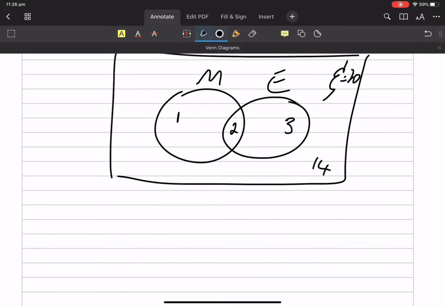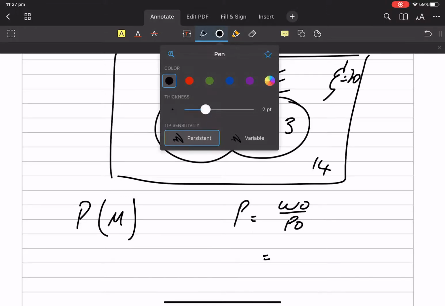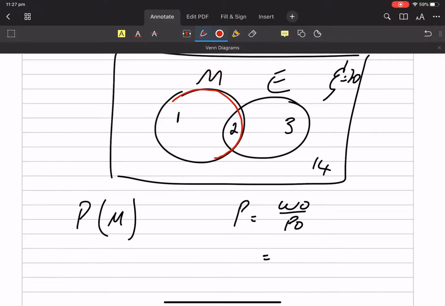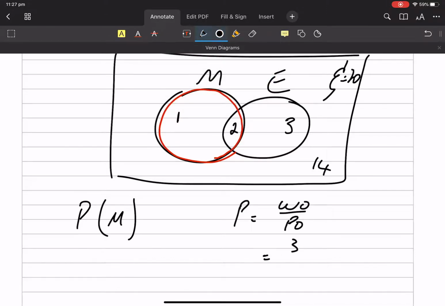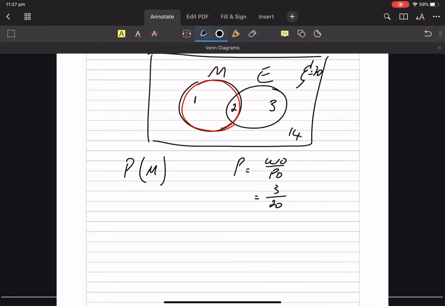And from that Venn diagram, I could say, what is the probability that out of my class of 20 that I randomly select someone that likes maths? So I'm going to go probability equals, my wanted outcomes is who likes maths? How many kids like maths? 3 kids like maths, and there's 20 kids in my class. I'll squeeze another one in. I'll do it in a different colour because I'll just make that smaller.